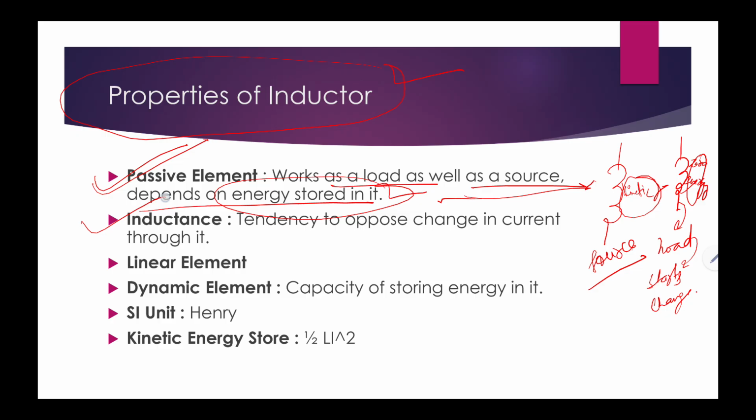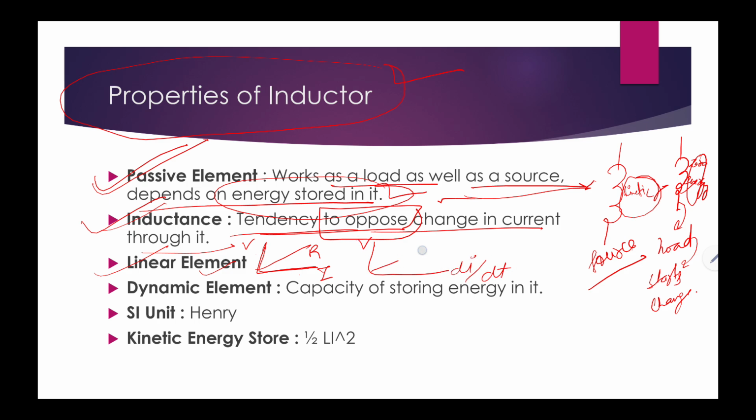Now the second point is inductance. We have discussed that it is the tendency to oppose change in current through it, like it doesn't want the current in it to change. So that tendency of opposing this is called the inductance. Linear element: just like the resistor, when we make a graph of V and I, this will give the resistance part and it will always be linear because resistor is also a linear element. The same thing happens with V and di by dt, the change of current, and this will give the inductor part. Fine. The inductance will be there and we will get a linear graph.